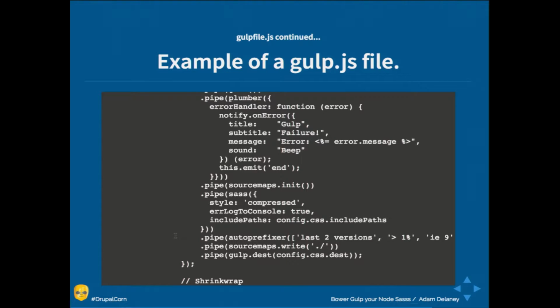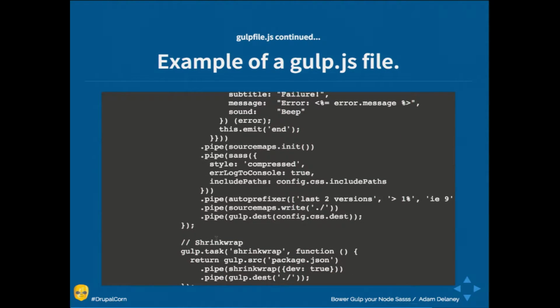Source maps are really nice. If you're using Sass, source maps create a connection back to your Sass file when you're inspecting your CSS. So you can see in the CSS I'm here, but this is actually where the Sass declaration lives. It's handy for debugging some CSS problems. If you are using Sass, you can tell Gulp how you want it to compile.